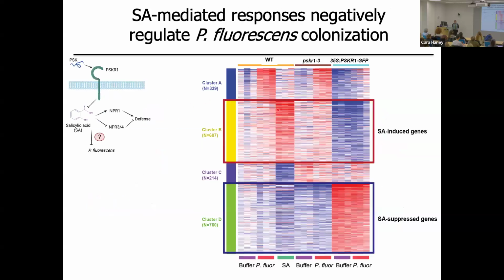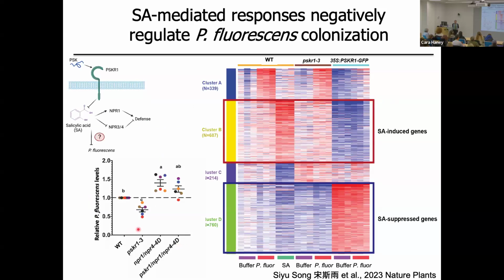And so first, CU compared the defense genes induced in wild type and mutant PSKR1 to those induced by salicylic acid. And so here are genes induced by salicylic acid. And you can see that the PSKR1 mutant also has induction of these salicylic acid responsive genes. So it seems that the PSKR1 mutant has elevated SA levels. Our overexpression line has lower SA levels. So again, consistent with PSKR1 normally inhibiting salicylic acid signaling.